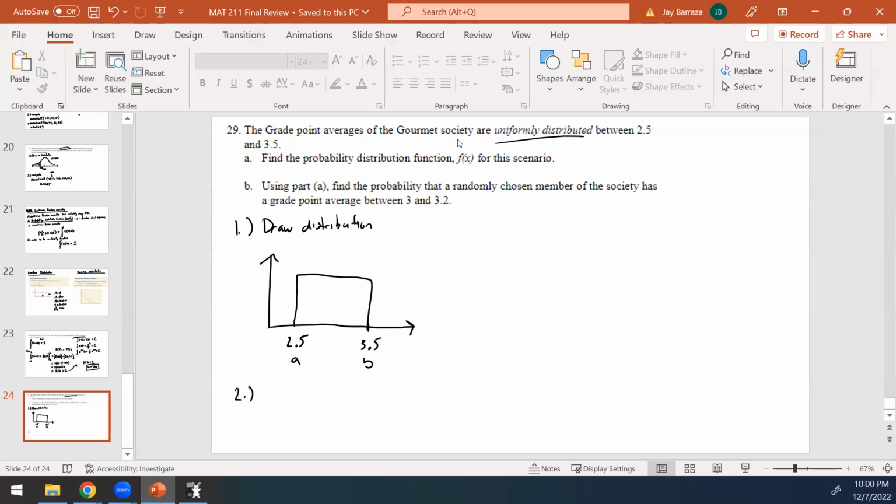So then step 2 is find f of x. So f of x is equal to 1 over 3.5 minus 2.5, which is equal to 1 divided by 1, which is 1. So that is the f of x value. And that's A. Just making sure that's correct. Yep, 1. Any questions on that?